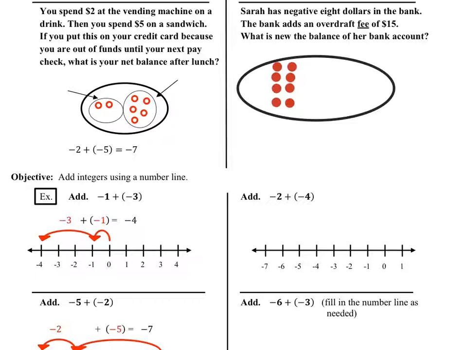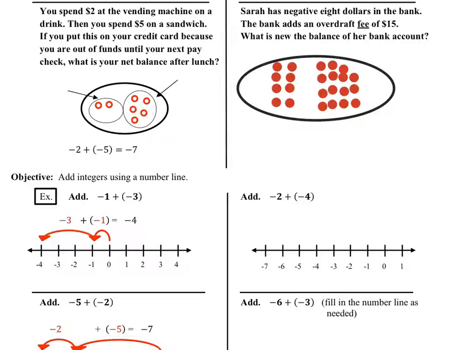Then the bank adds an overdraft fee of $15. So I need 15 more of these, right? 8, 9, 10, 11, 12, 13, 14, 15. So what is the new balance of her bank account?